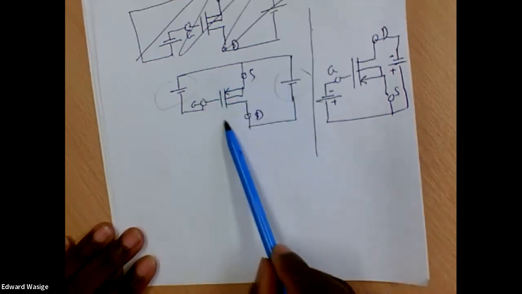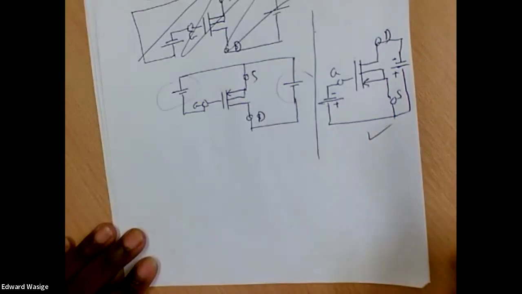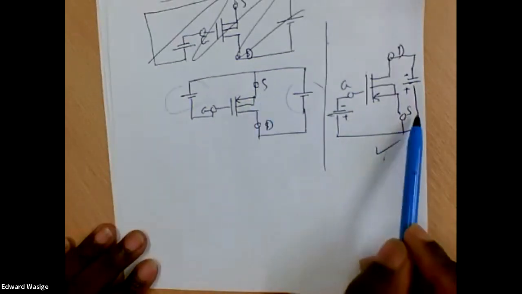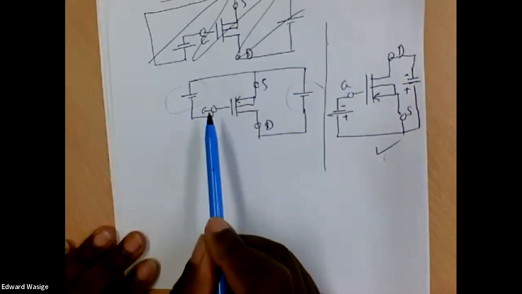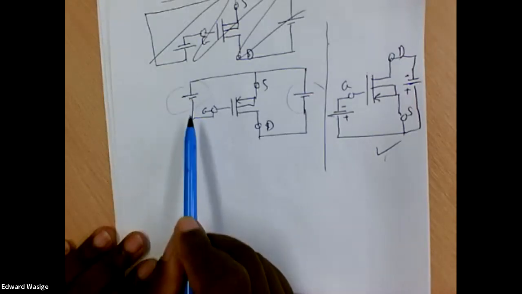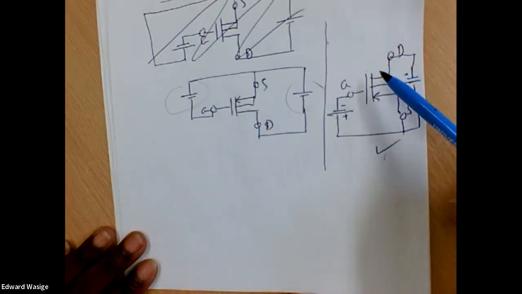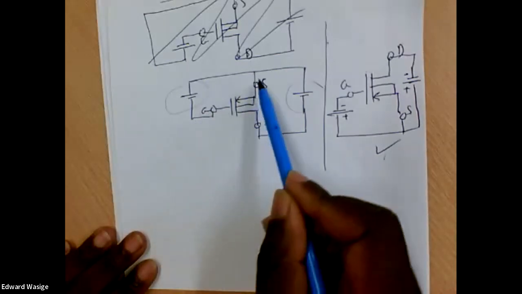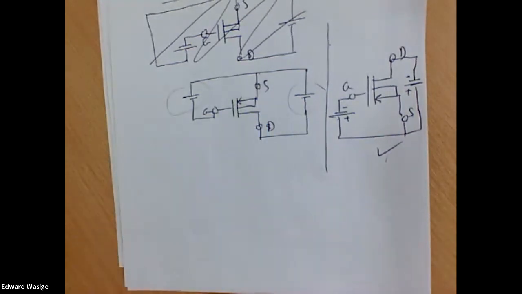For PMOS devices, instead of doing it like this, which is correct, we normally flip them around so that the source is on top. So this comes on top, the drain is at the bottom, the gate remains in the same place. So the positive potential is on top, negative potential is this, but because we flip the device around, the gate is at a lower potential compared to the source, so the gate to source potential is negative.